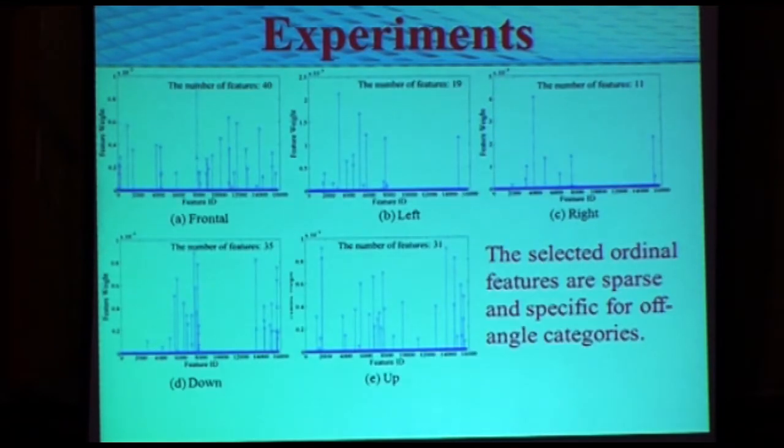This is the feature selection result. We can see that the categories share the same feature pool, but the selected features are different. The selected ordinal features are specific to off-angle categories.